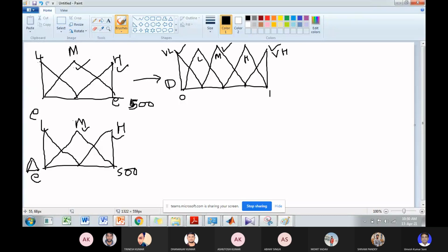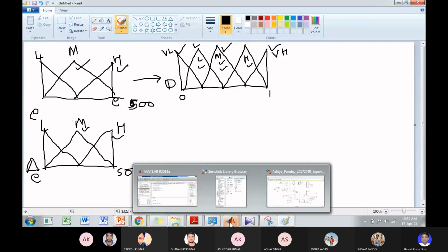Okay, and in other cases, low and medium, this is low value, low and high, this is medium value. Okay, suppose medium and low, you have low value, medium and medium, medium value, medium and high, high value. Okay, similarly for high value of error and low value of change of error, you have medium output. So all the converters can be designed in terms of fuzzy logic.